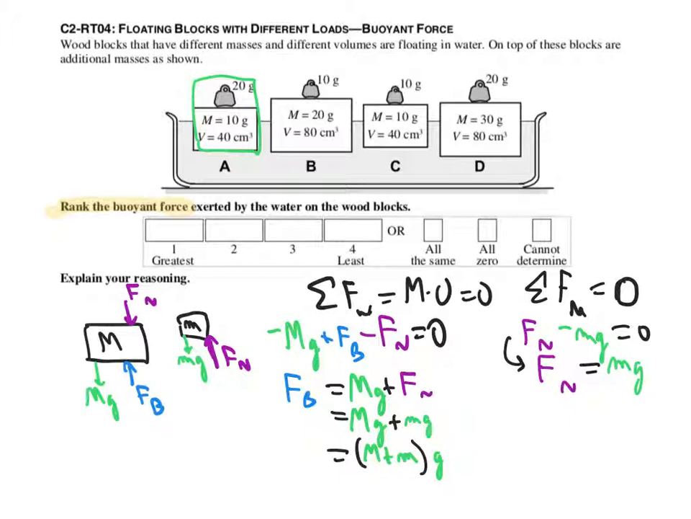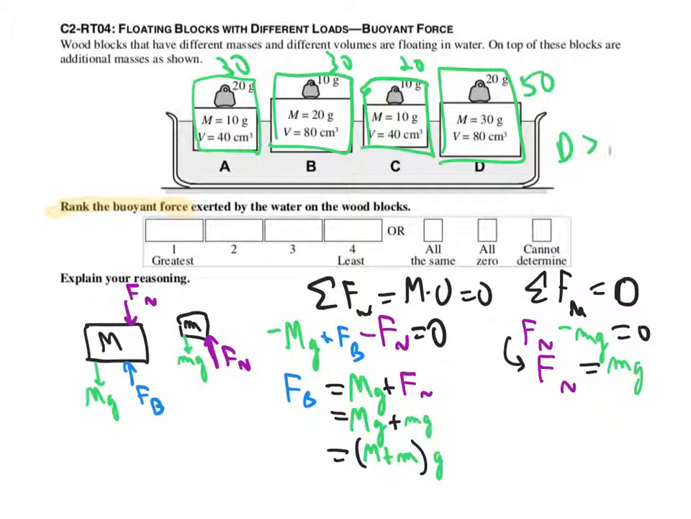So if I go through here, I can say, well, the sum of the masses here is 30, and the sum of the masses here is also 30, but the sum of the masses here is only 20, and the sum of the masses here is 50. So we immediately say that D is clearly more than A or B, which are the same, which is more than C.